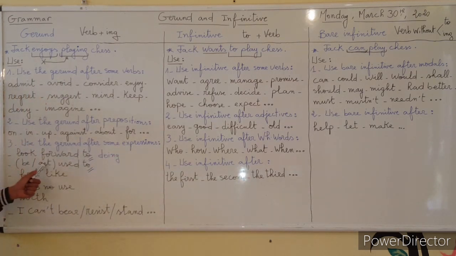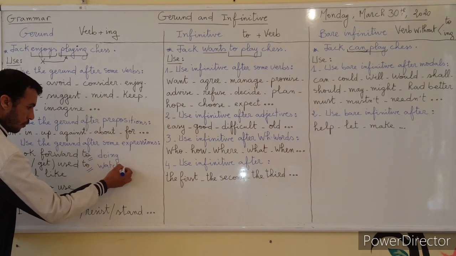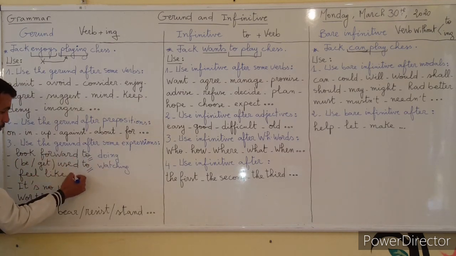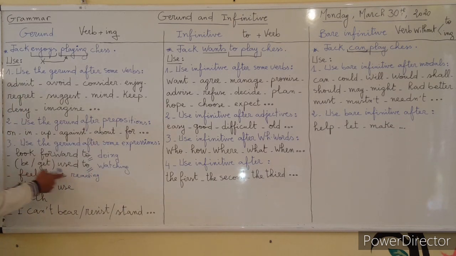Number 2 here, be or get used to, which means, let me put it in an example. I am, the verb be, I am used to watching. Lots of students here see "to" and write just the bare infinitive. No, you have to be careful about these expressions. Feel like doing, watching, reading, whatever. What is important is whenever we have feel like, the verb that comes after must be gerund.